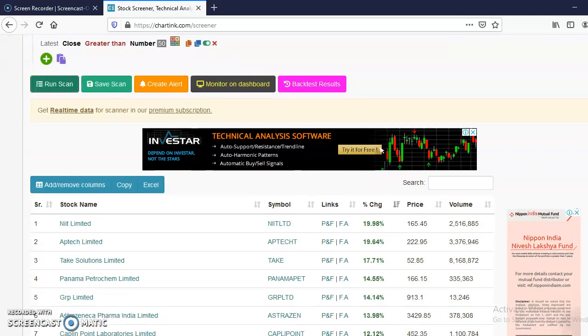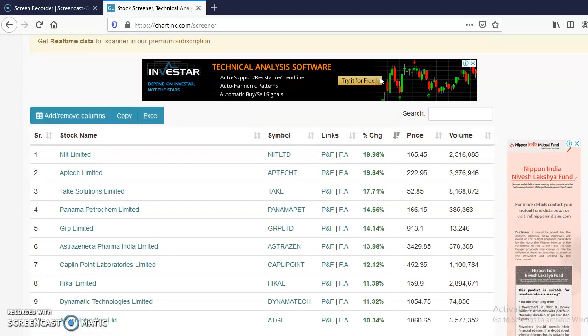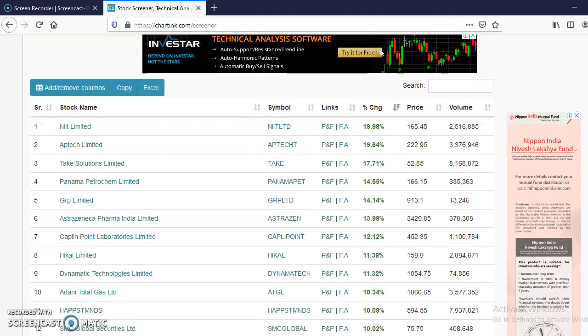As you can see, a list will be generated of stocks which have gone up with volume and price. So these are the stocks which have given a breakout. NITD Limited has gone up almost 20% in a particular session, let's say yesterday. Today the market was closed due to Good Friday. Yesterday these stocks, Aptech Limited, Tech Solution Limited, all have gone up and given a breakout in terms of volume and price. You can take a trade based upon the breakout.